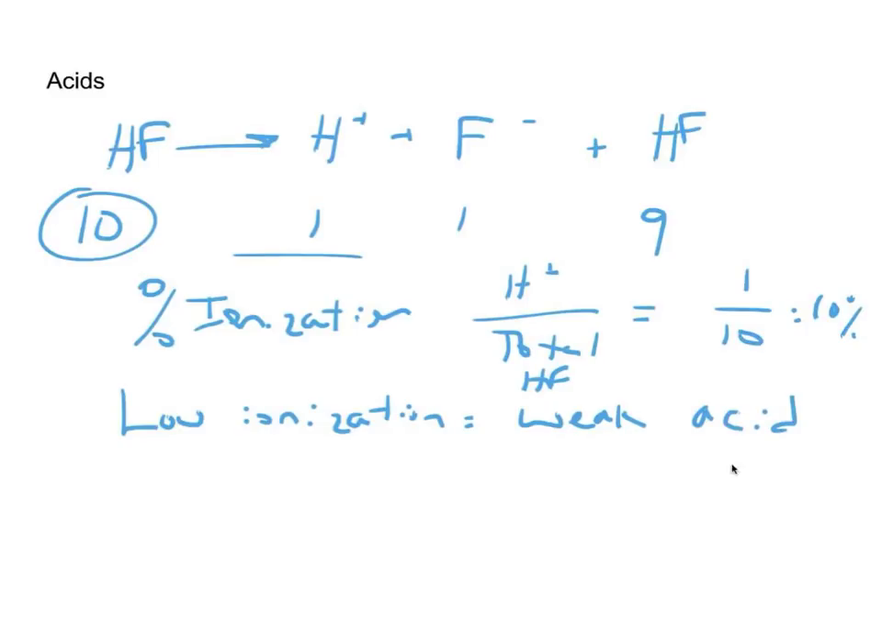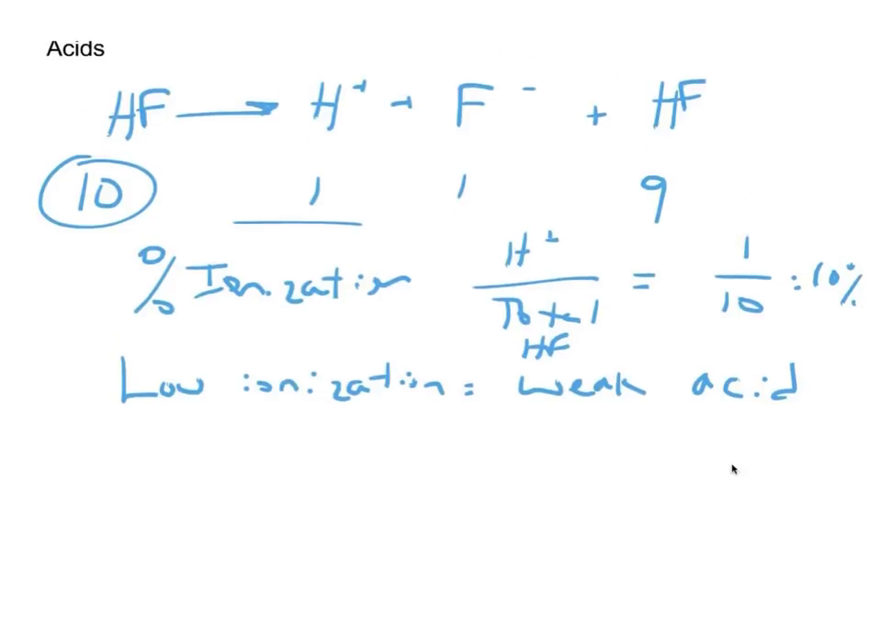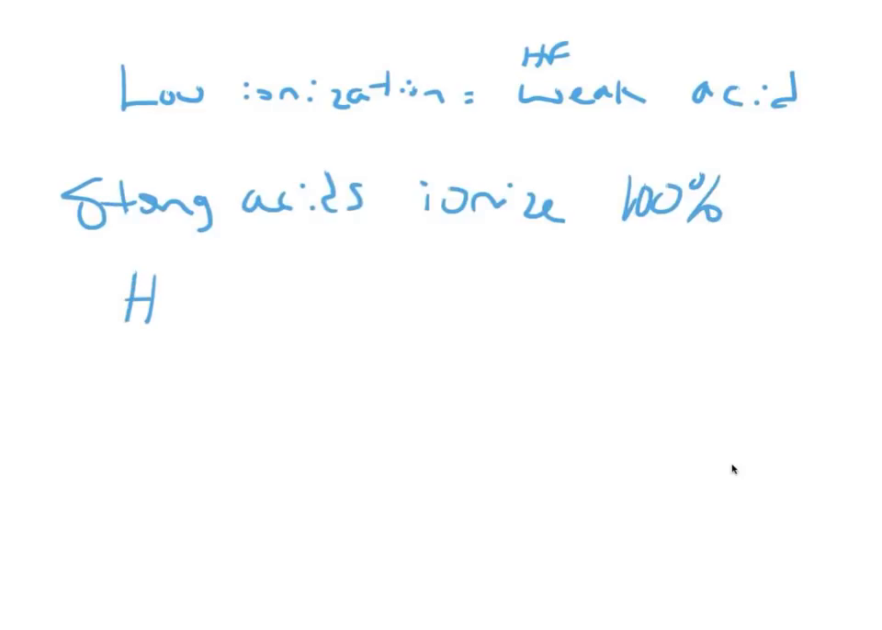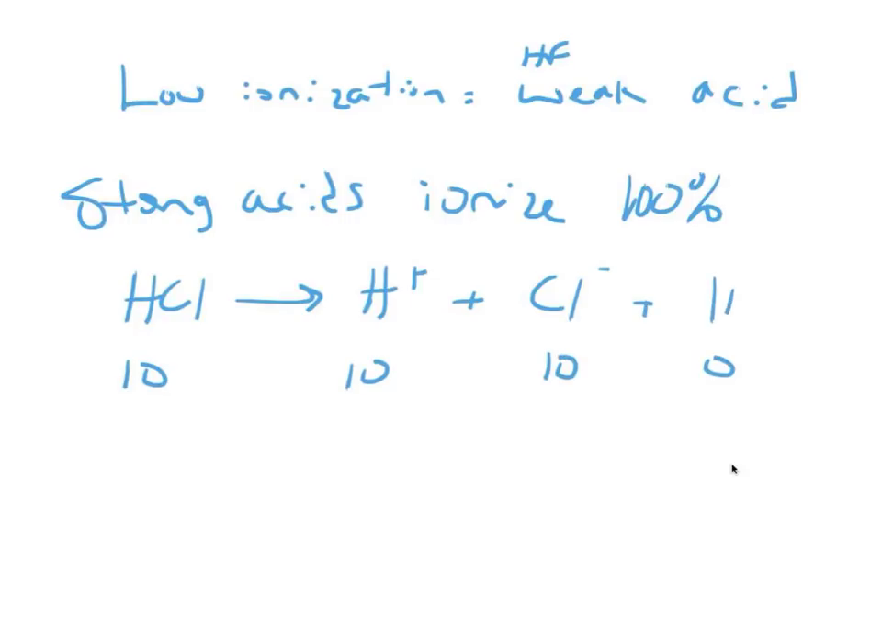Now what about strong ionization? Strong acids are identified as things that ionize 100% of the time, like HCl. HCl is a notoriously strong acid. 10 HCl molecules go into water. You get 10 H pluses and 10 Cl minuses, and 0 HCl's left over unionized. That means that you have 100% ionization.